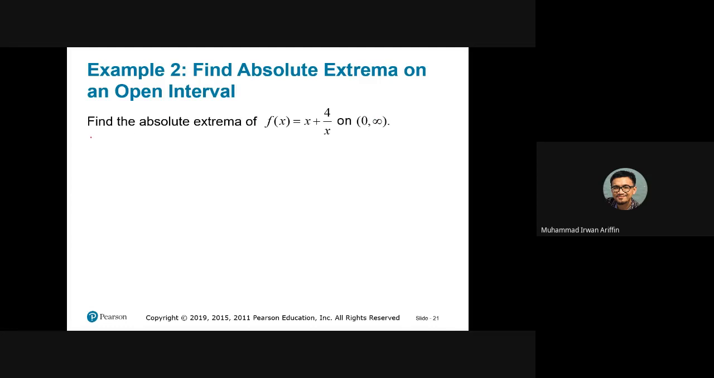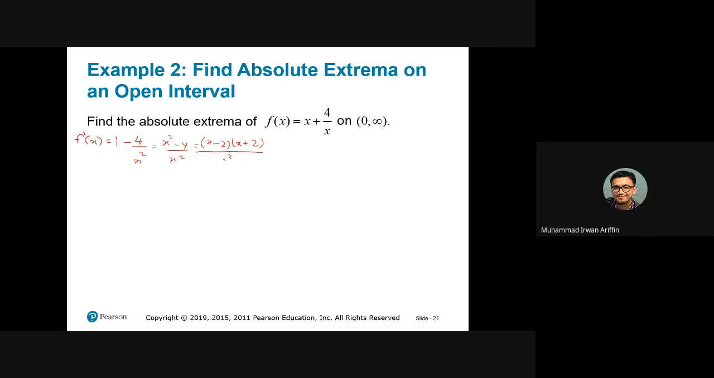So how do we do this? We find the first derivative. So what is the first derivative? We have 1 minus, right? This is 1 and this is x to the negative 1, so minus 4 divided by x squared. Now, can we expand this? Yes, so this becomes x squared minus 4 divided by x squared. And we can factorize this, so this becomes (x minus 2)(x plus 2) divided by x squared.